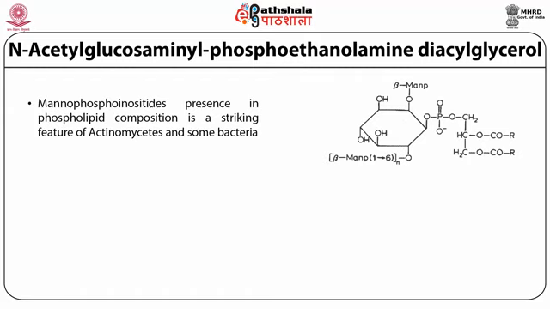Mannophosphoinositides presence in the phospholipid composition is a striking feature of some bacteria and actinomycetes. Monomannosides have been delineated in the Streptomyces, Propionibacterium, and Mycobacterium species. Two types of dimannosides were identified from Streptomyces griseus with one extra fatty acid fastened to a mannose residue containing either tri or tetra acyl mannosides.